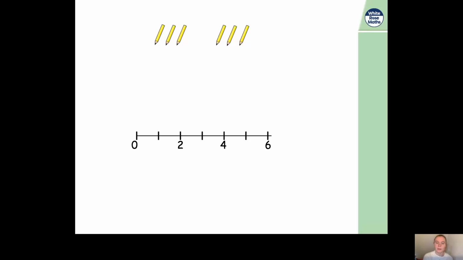Okay, Year 2. So I asked you to count forward, so to jump forwards on the number line to represent these groups of pencils. So how many pencils are in one group? Yes, that's right, there are 3. So we're going to jump from 0 to 3 to represent our first group of pencils. And then we need to jump again. Now, how many more groups are there? Yes, that's right, there's only 1 and it's got 3 pencils in again. So we're going to jump from 3, add another 3 to get to 6.